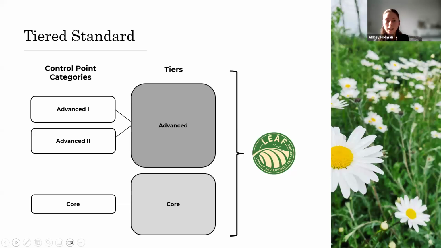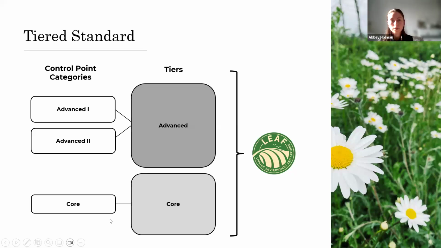So if we have a look at this diagram, there's really going to be two components to this tiered approach. The first component to be aware of is that the control point categories will change. So they'll change from essential and recommended to core, advanced 1, and advanced 2. And we'll go into more detail about that in a moment. These control point categories feed into the associated LEAF Marque tier. So if a producer is meeting all core requirements in the standard, they'll be in the core tier of LEAF Marque. Those who are meeting the advanced control points can fall into the advanced tier of LEAF Marque.